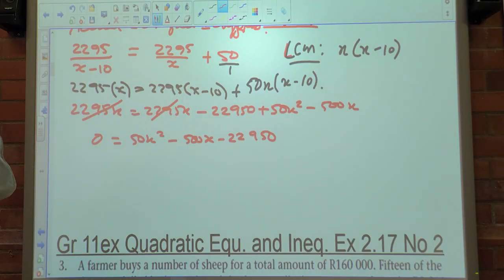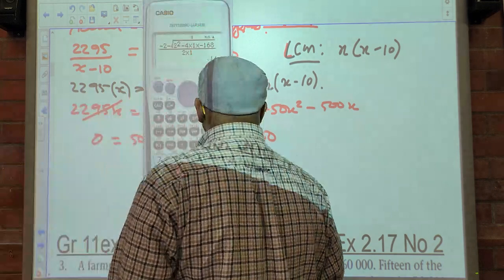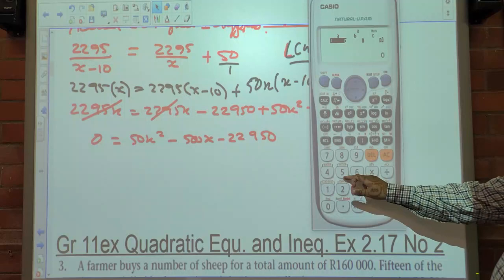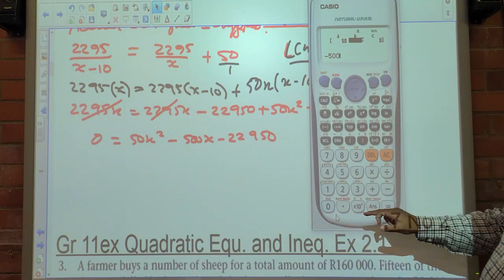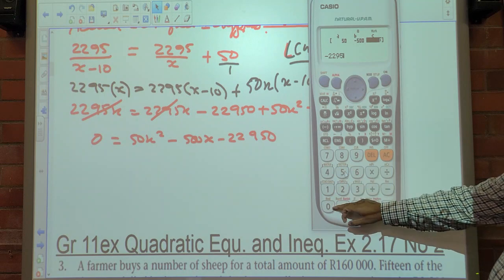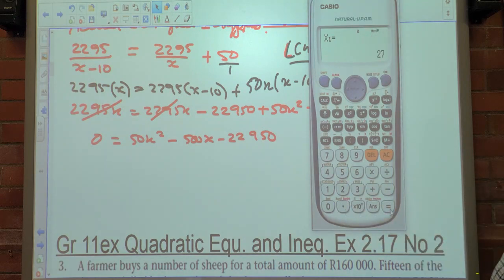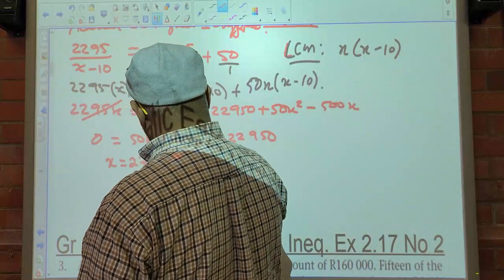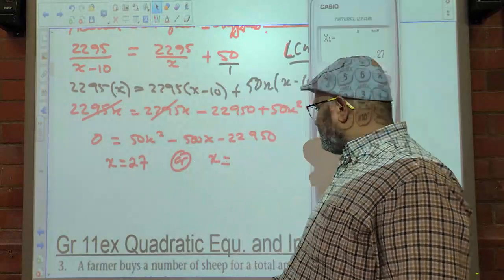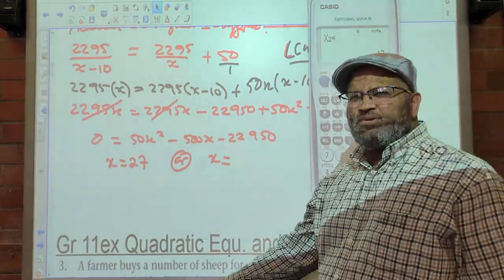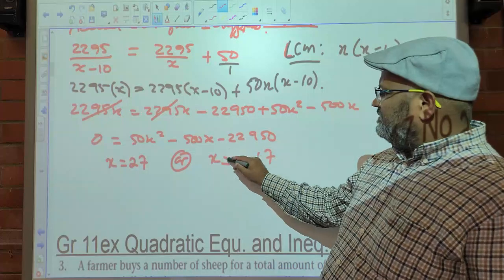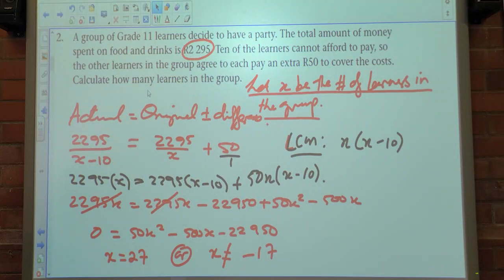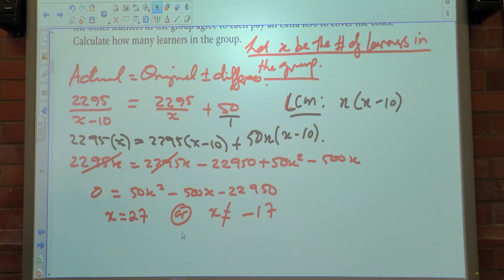So how are you going to solve this? Quadratic equation. But as I said, I'm not going to do that. I got this calculator, so I program the calculator. I get 50, negative 500, negative 22,950. So my x values are 27 or x is equal to negative. People, can it be negative? So therefore, what's the question? The question was, calculate how many learners are in the group. So therefore there are 27 learners.